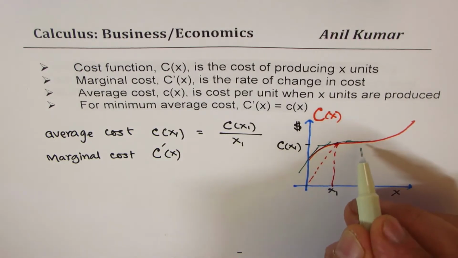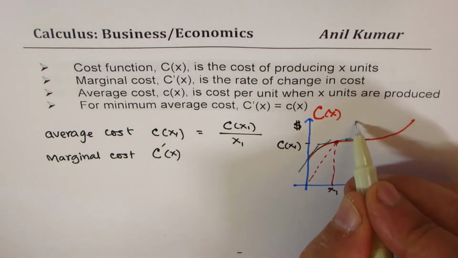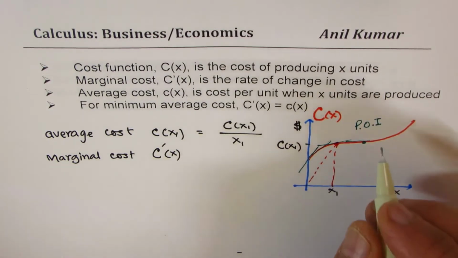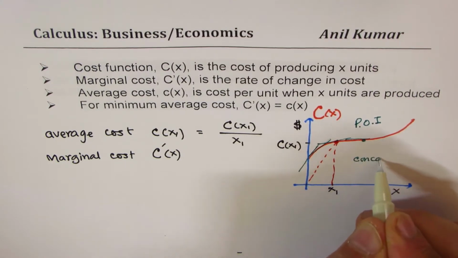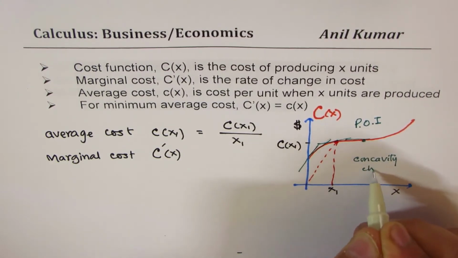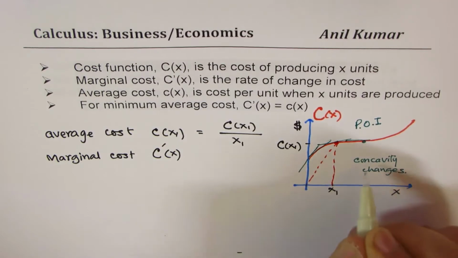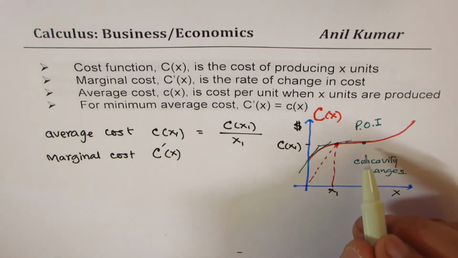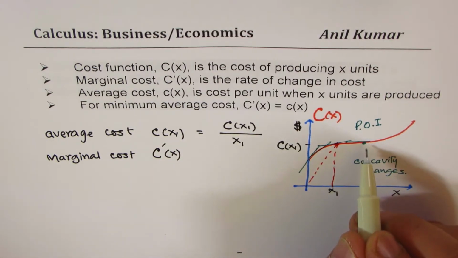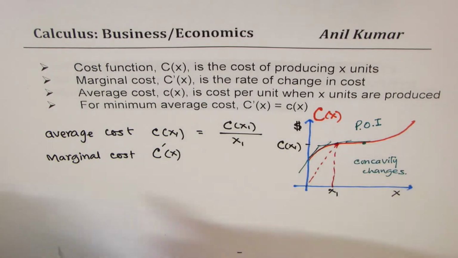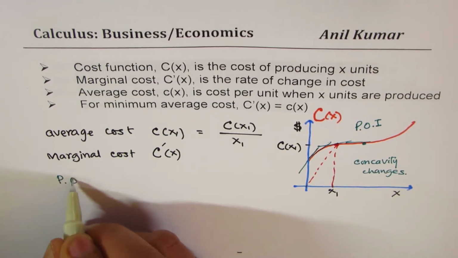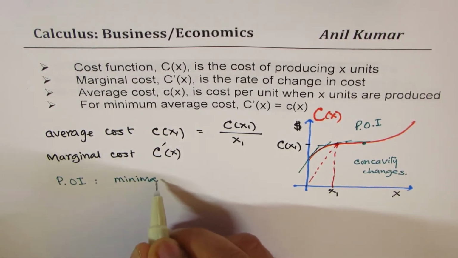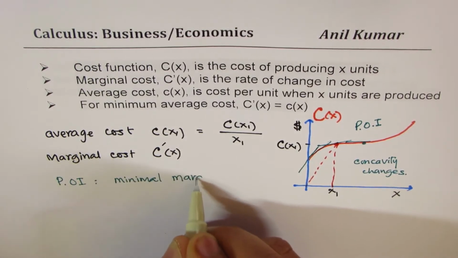And then we reach a point of inflection. So this point here is referred to as the point of inflection. Here the concavity changes. From the derivative, the second derivative will be 0 at this point. Concavity changes, so at that particular point, we have minimum marginal cost. So you will realize that at the point of inflection, we have minimum marginal cost.